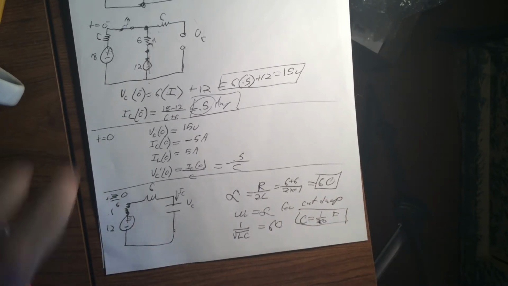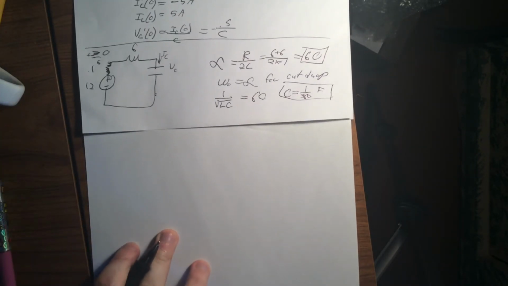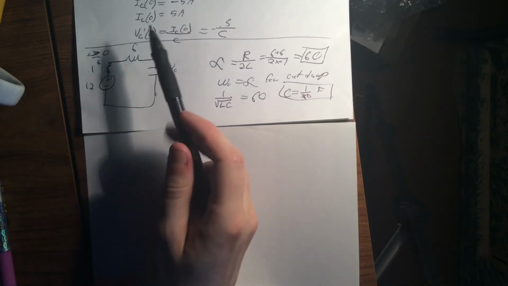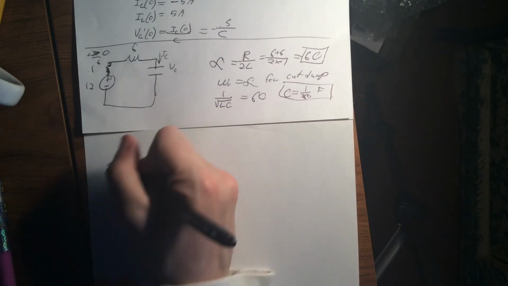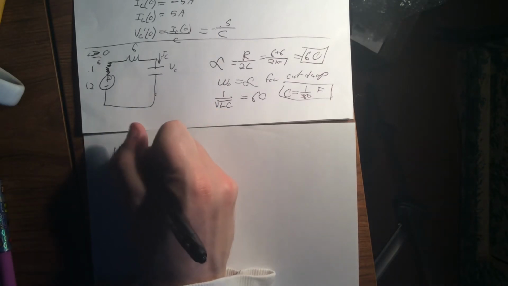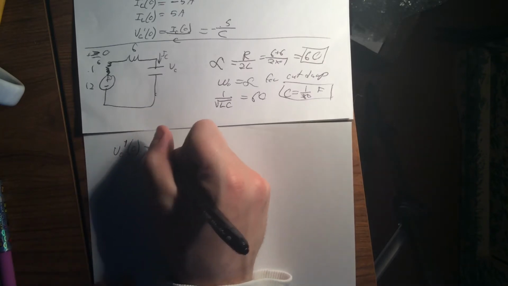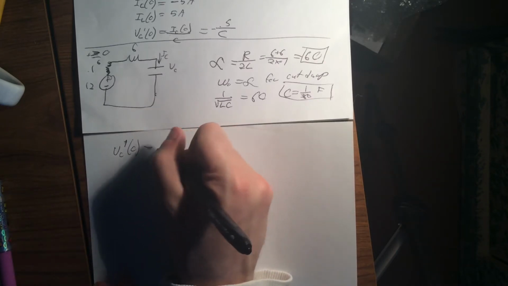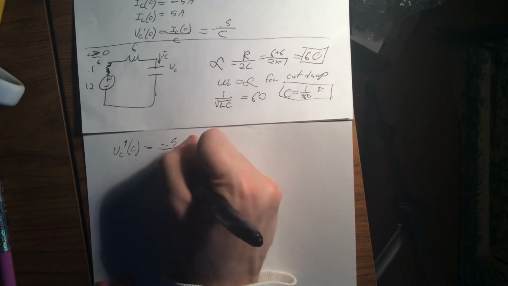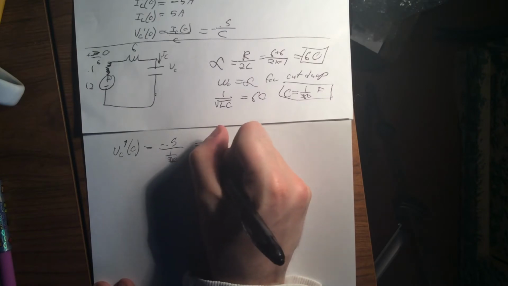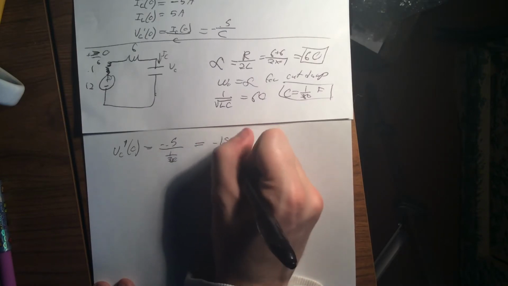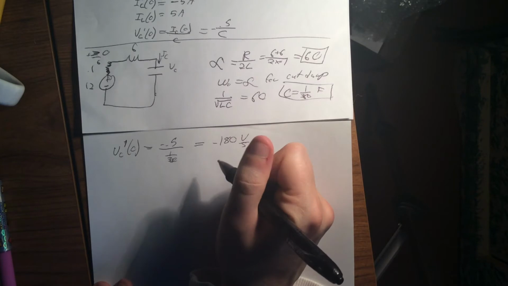Now we're going to grab the next paper and keep working down. So, we can plug back into our VC prime that we picked out over here. This is our C value. VC prime of 0 is going to equal negative 0.5 divided by 1 over 360, and if we solve that out, that equals minus 180 volts per second.